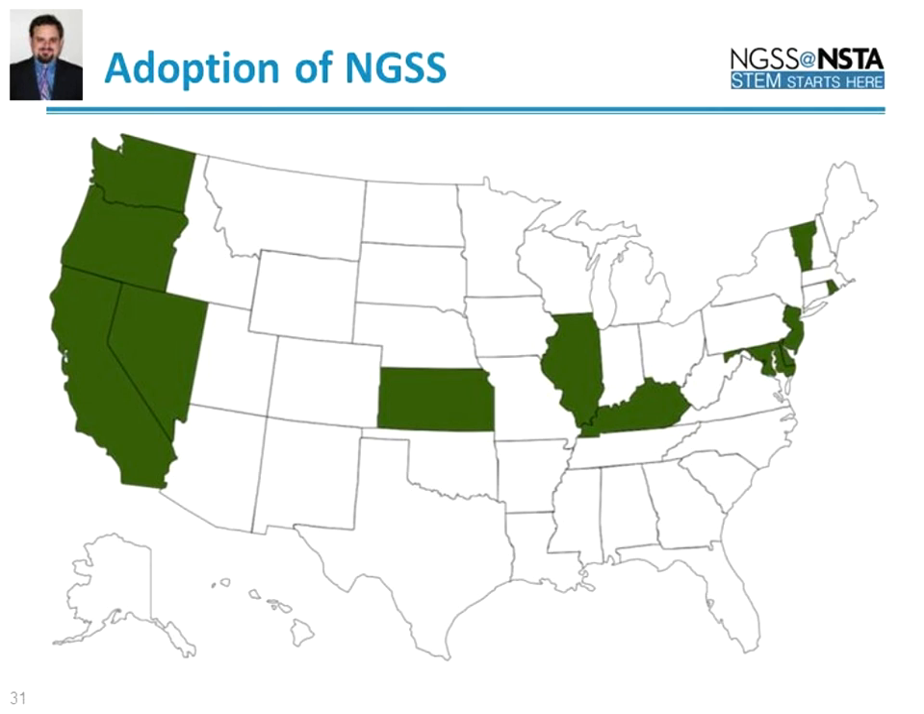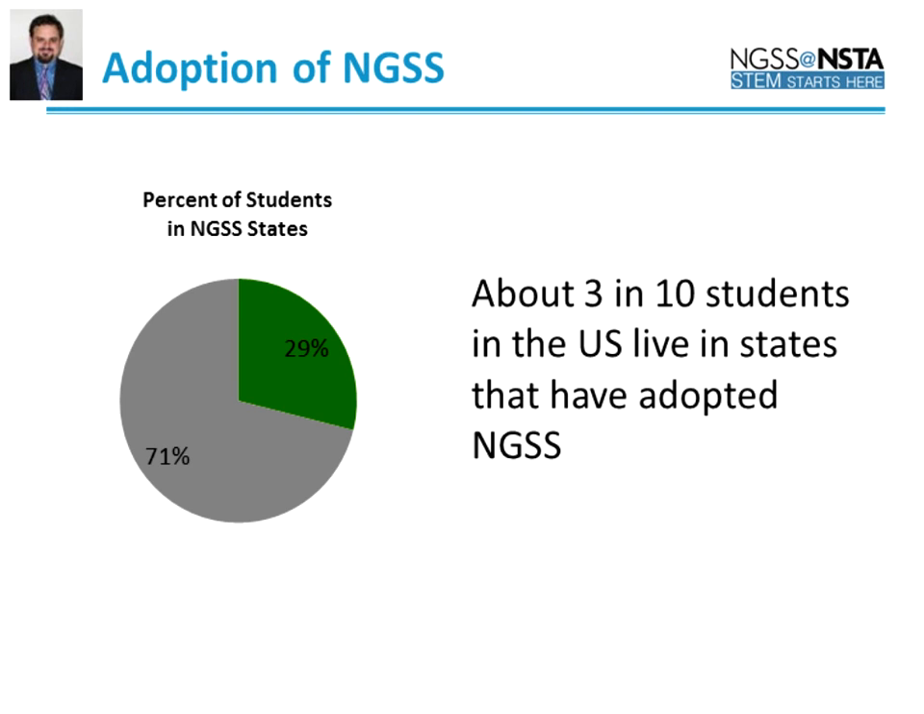At this point in time, we have 12 states and the District of Columbia, the states in green here, that have adopted NGSS. That represents about 3 in 10 students in the United States living in a state that's adopted the standards at this point in time.